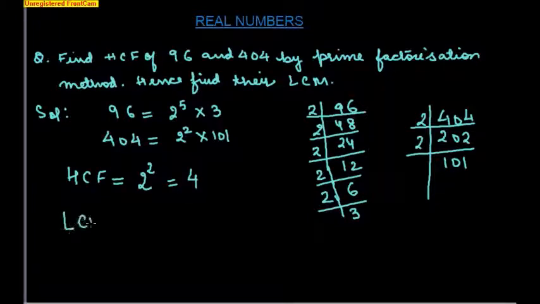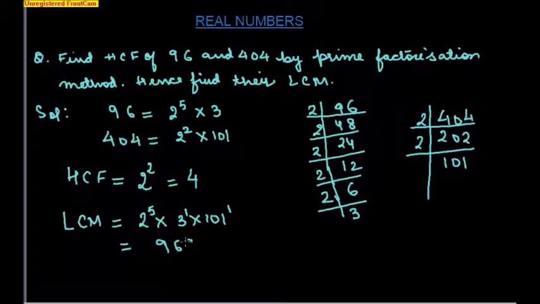Now we take the LCM. For the LCM, we write down all the numbers involved in the prime factorization of the two numbers, like 2, 3 and 101. I take the highest power of all three factors. The highest power of 2 is 5, the highest power of 3 is 1, and of 101 is also 1. So as you multiply them, you will get the LCM to be 9696. This is how we find the LCM of the two numbers.